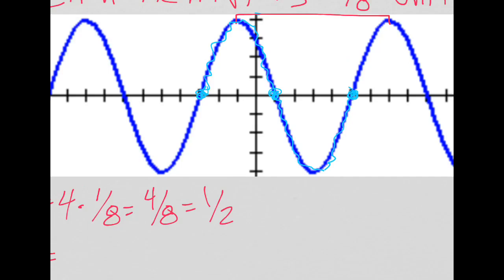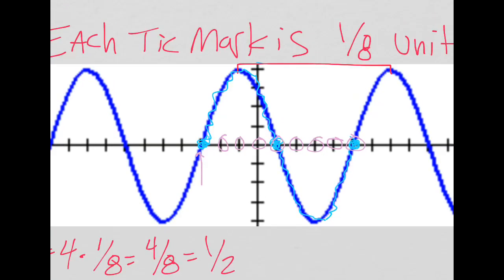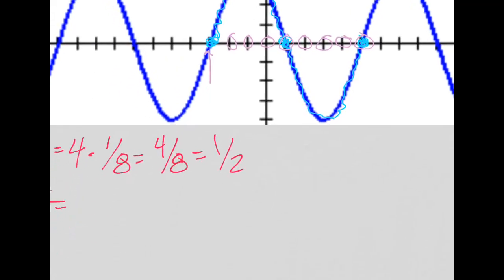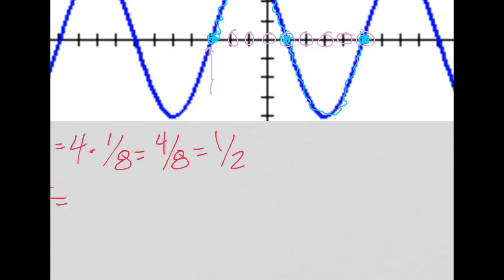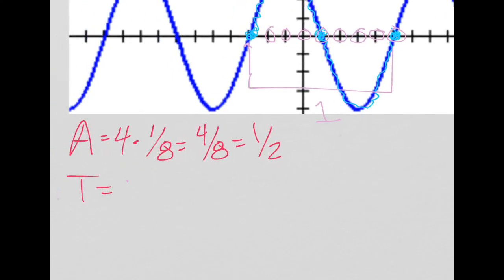So just like before, I'm just going to count the number of tick marks. If I'm starting here, I'm going to go 1, 2, 3, 4, 5, 6, 7, 8 tick marks there, and each tick mark is 1/8 of a unit. That means I've gone a total distance of 1 unit, because I had 8 tick marks times 1/8 of a unit for each tick mark gives me 1 for the length of my period, 1 unit long.